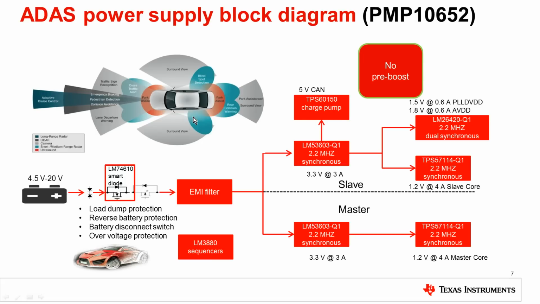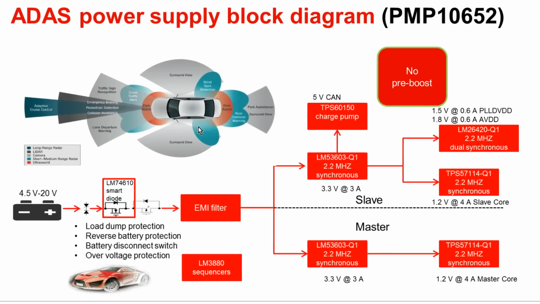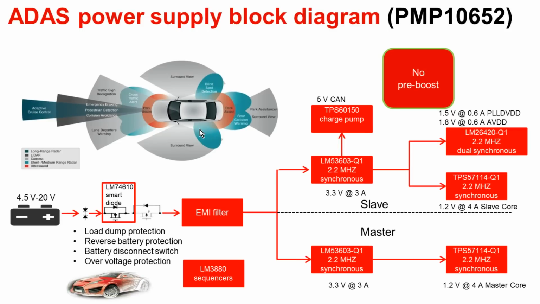So this is a system block diagram of an automotive power solution for a typical surround view ADAS system. The power solution ranges from 15 watt to 30 watt for a typical surround view system. Now the application here uses two cores. One is the master and another is the slave core, and each core in this particular application needed 4 amp at 1.2 volt output.